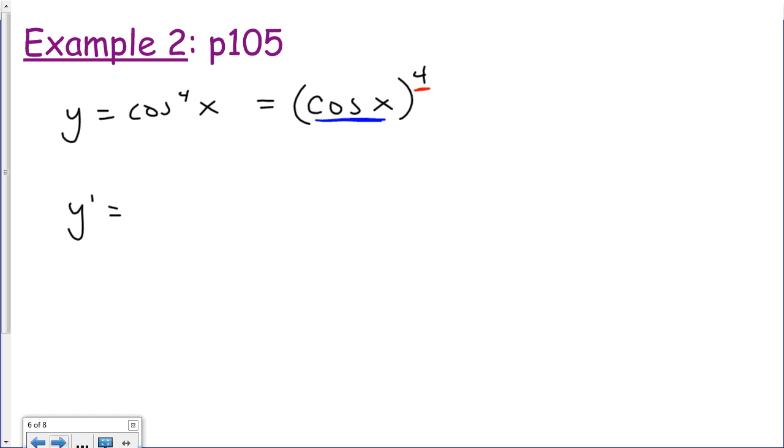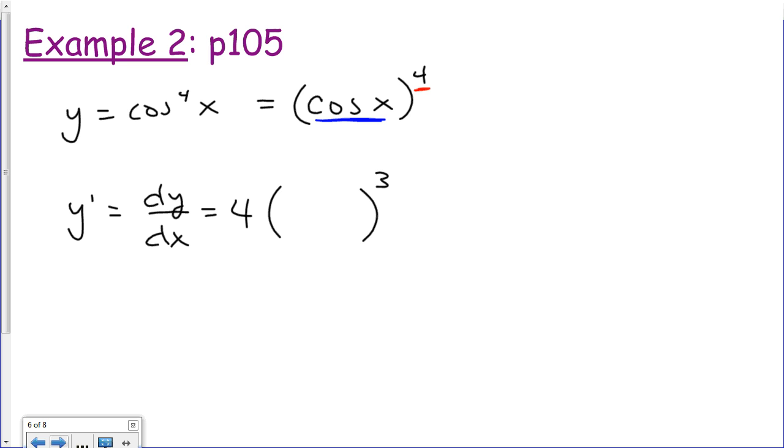So y prime. They said find dy dx. If you want to write it that way, y prime is the same as dy dx. Those mean the same thing, but the derivative of this, it's a composite function, so we're going to follow chain rule. Chain rule says take the derivative of the outside function, so ignore cosine, the inside function, right now, and focus on the power there. That's a power function, raised to the 4th power. Power rule says you bring the 4 out front, and you take something and raise it to now the 3rd power. I like using those parentheses as kind of a placeholder as we do this. And that's the first step of chain rule.